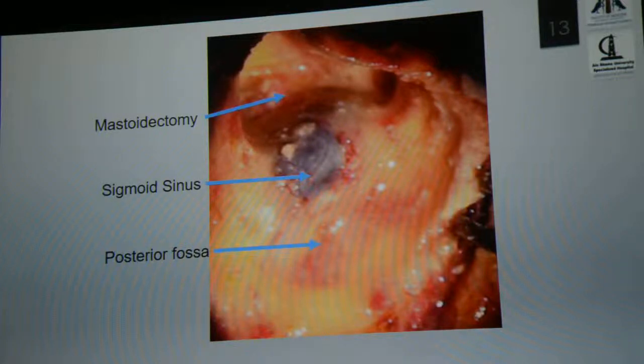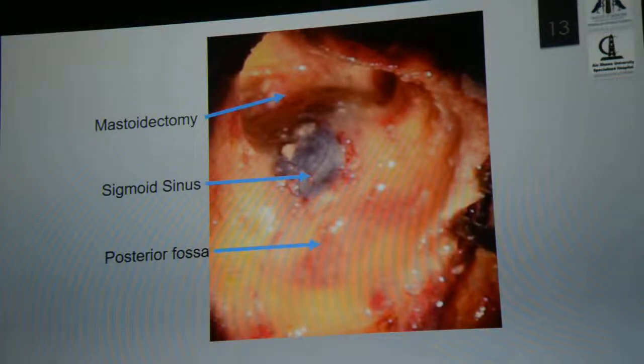So I have a cortical mastoidectomy. I have removed the bone on the sigmoid sinus. I have removed the bone behind the sigmoid sinus, and I have removed the bone in front of the sigmoid sinus. What we term skeletonization of the sigmoid sinus. I'm going to remove the bone on the sigmoid, anterior to the sigmoid and posterior to the sigmoid.